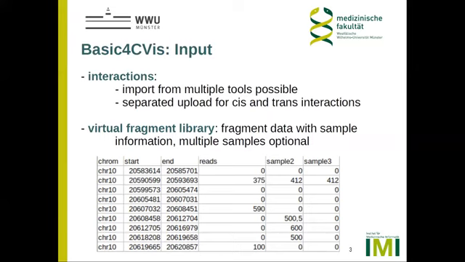Basic4CVis also needs a virtual fragment library as input for the near-cis visualizations. This is similar to the virtual fragment libraries used by Basic4C-seq, so the other R package. And there the input is basically the fragment data with additional sample information. We can either use one single sample, then we have only the columns of chromosome, start and end position, and reads, or we can also add multiple additional samples. This is really just dependent on how many samples you have, and then you can add them in different columns and use them also for some overlap analyses.